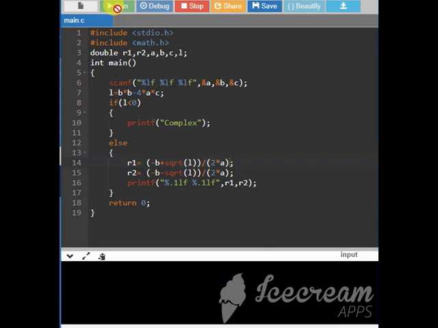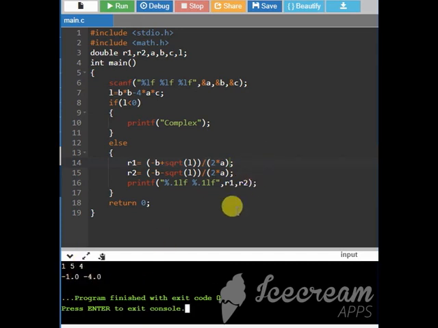Okay, so from our previous problem we solved, we had 1 to be A, 5 to be B, and 4 to be C. So with this we have -1 and -4. So this is our solution, guys.